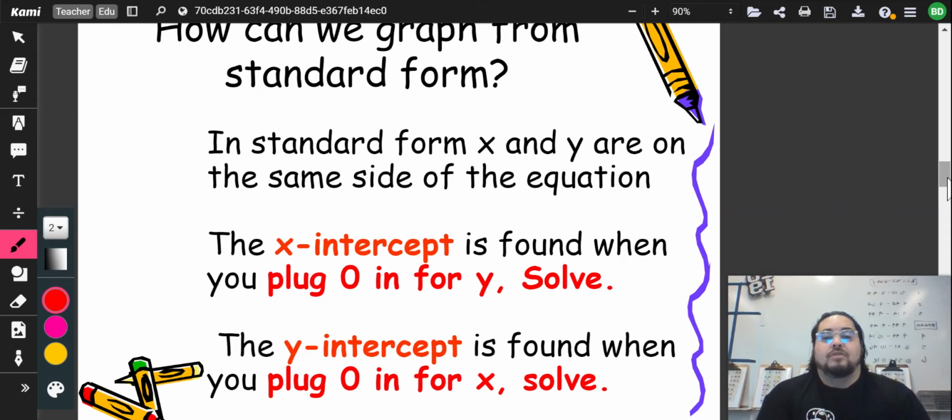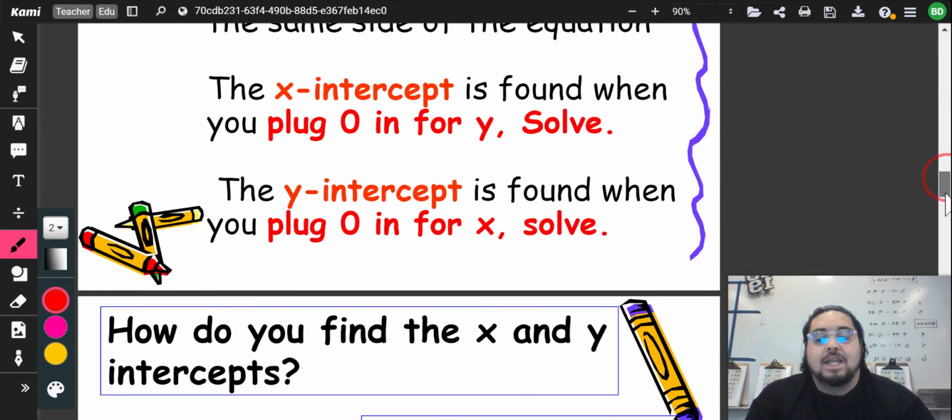Okay, so to graph from standard form, what we're going to do is find the x-intercept by basically ignoring the y value. We're plugging in 0 for y, and then we're going to solve. The y-intercept is found by ignoring the x value. We're plugging in 0 for x and then solving. So even that is going to have a shortcut. I'll show you what I mean right here.